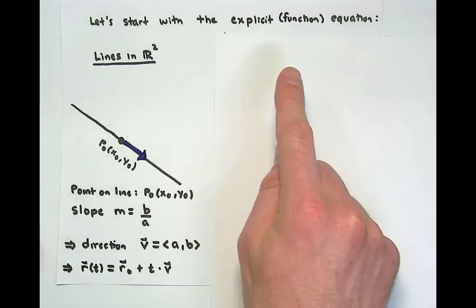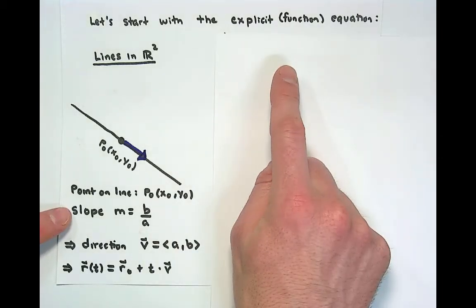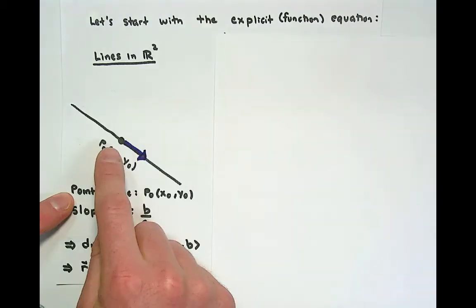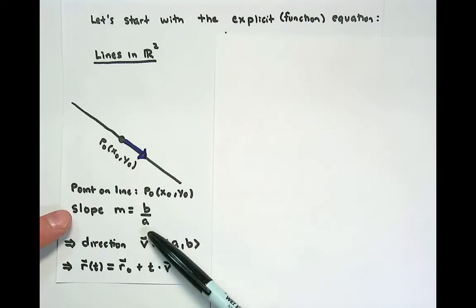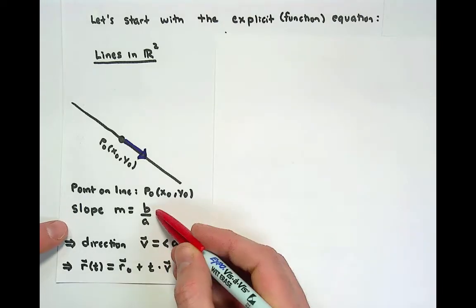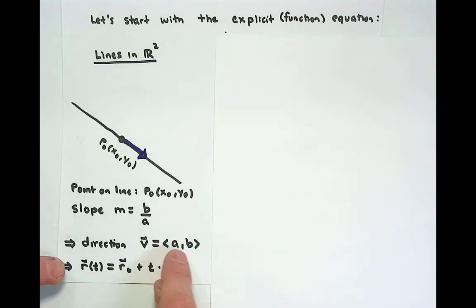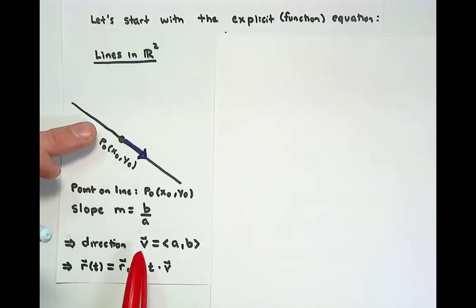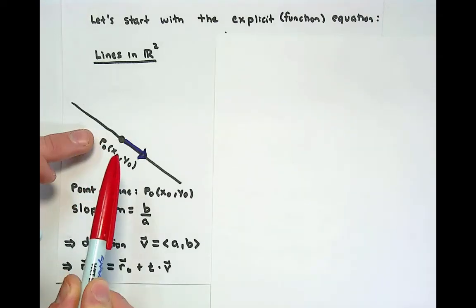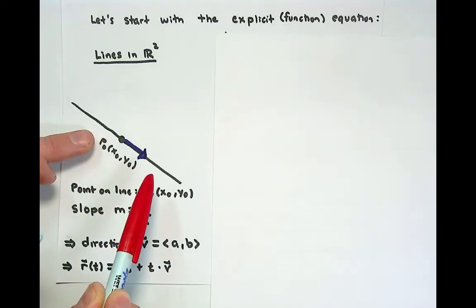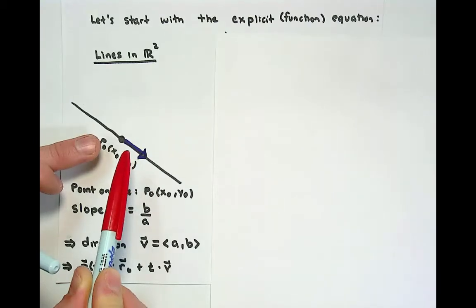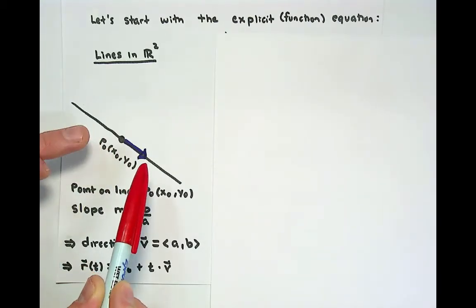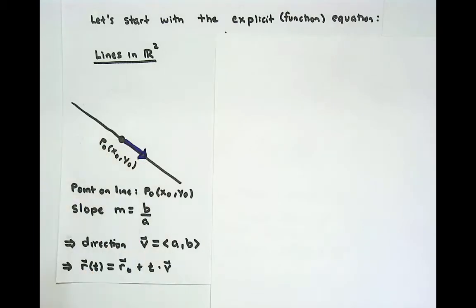The explicit function equation for lines in R2 starts with a point on the line and then a slope of the line, which we look at as a rise over a run. Each slope corresponds with a unique direction vector, which comes from the parametric equation for the line. And we can think about in the explicit representation, the line is the set of all points starting from point P naught and then going in the direction of V, or along slope M.